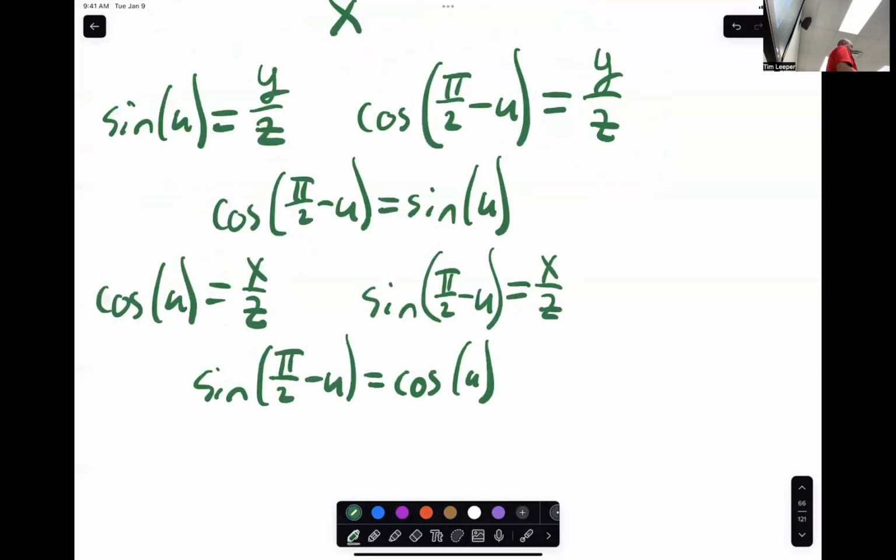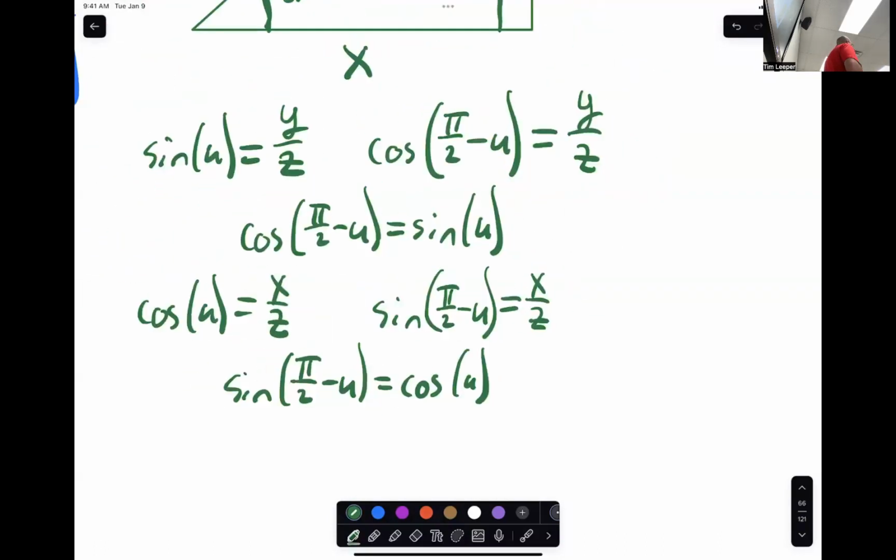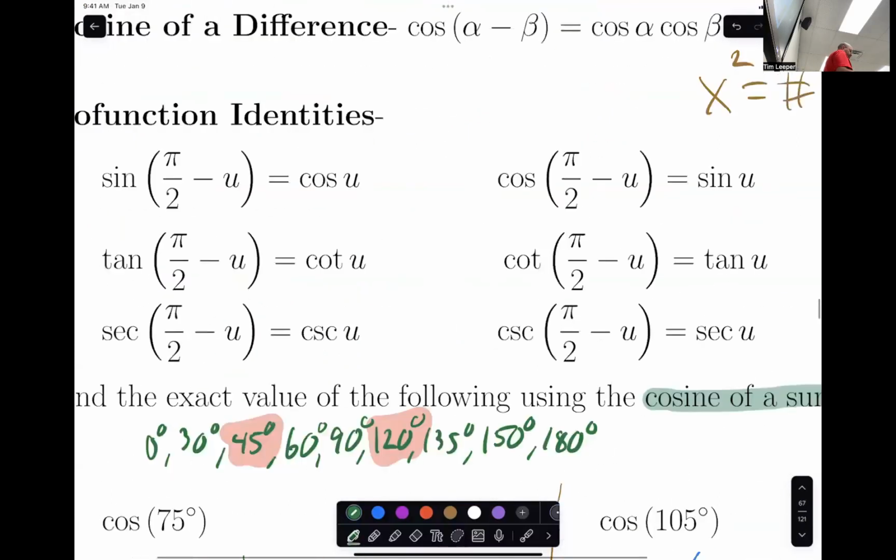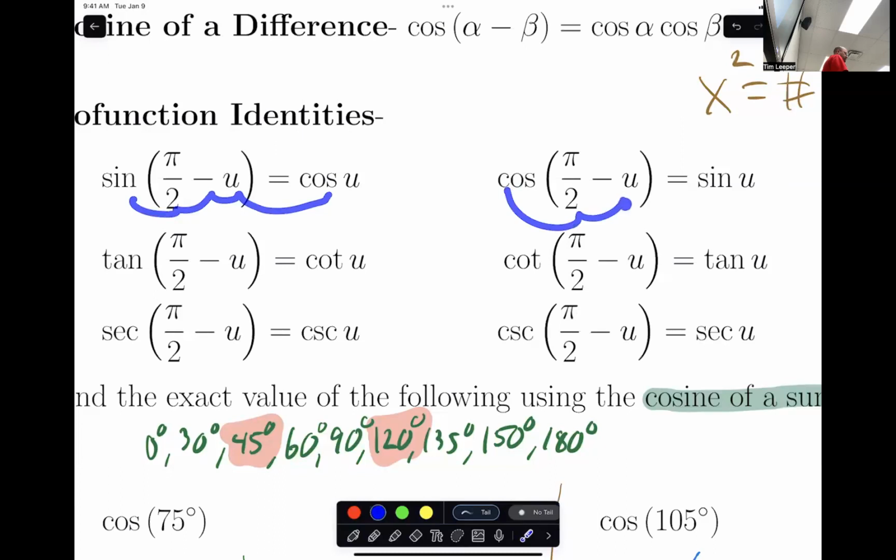This is the cofunction identity for sine and cosine here. Now we can go through all this again, looking at tangent, cotangent, secant, cosecant, and all that good stuff. But we would just go through all that again, and we would get all of these. Sine of pi over 2 minus U is cosine. Cosine of pi over 2 minus U is sine.